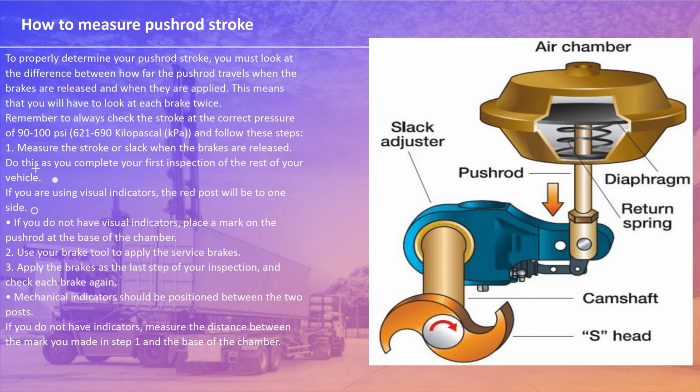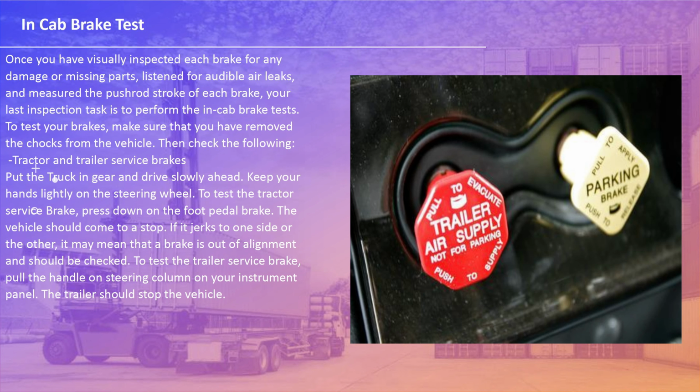2. Use your brake tool to apply the service brakes. 3. Apply the brakes as the last step of your inspection and check each brake again. Mechanical indicators should be positioned between the two posts. If you do not have indicators, measure the distance between the mark you made in step 1 and the base of the chamber.